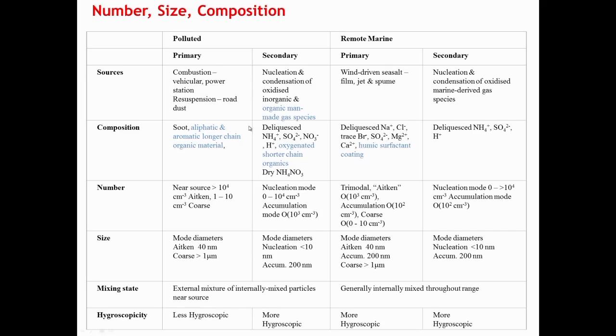So this summarises roughly what we've said about chemical composition in terms of sources, composition, number, size, mixing state, hygroscopicity, how they vary from polluted to remote marine. So these are some of the sorts of characteristics that you might be expected to understand and be able to describe.